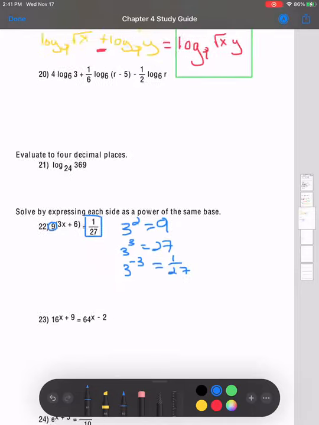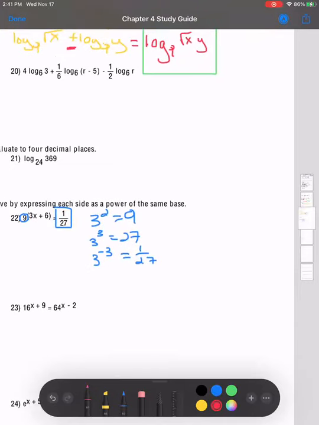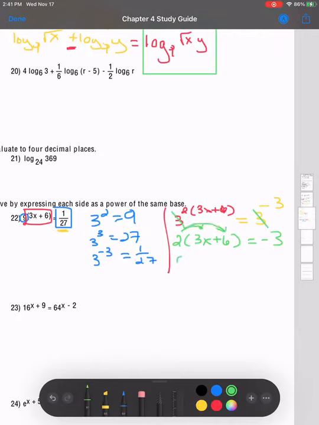So then now that you have that, you can go ahead and express this. So for this 9, we're going to substitute 3 to the power of 2. So it's 3 to the power of 2, and then everything in the parentheses, so 3x plus 6. And then for the 1 over 27, we're going to express it as 3 to the negative 3rd. So then you can cancel out these 3's, and you'll be left with 2 parentheses 3x plus 6 equals negative 3. You're going to distribute this 2. That's going to give you 6x plus 12 equals negative 3.